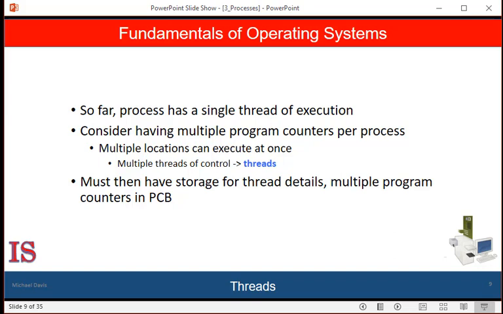Most modern operating systems have extended the process concept to allow a process to have multiple threads of execution and therefore to perform more than one task at a time. This feature is especially beneficial on multi-core systems where multiple threads can run in parallel.